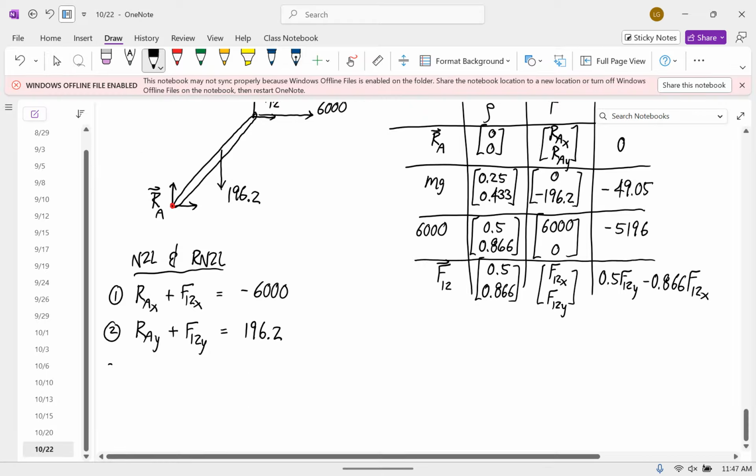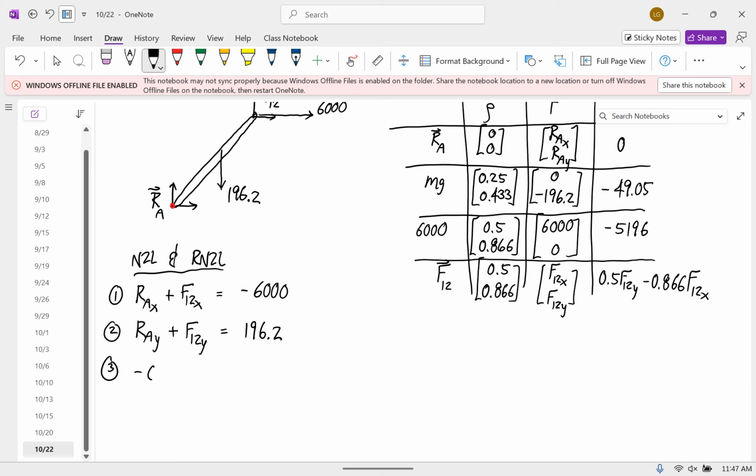And then a third equation that says, if I rearrange, negative 0.866 F12x plus 0.5 F12y is equal to positive 5245.05.